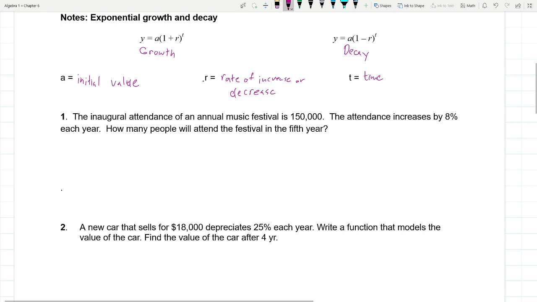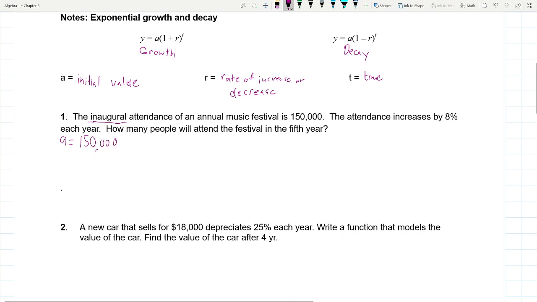So, a couple things that we want to pick out. We want to pick out our a value. What's our initial amount? Well, that's what inaugural means. It's the very first, the start of. And so the inaugural amount was 150,000.